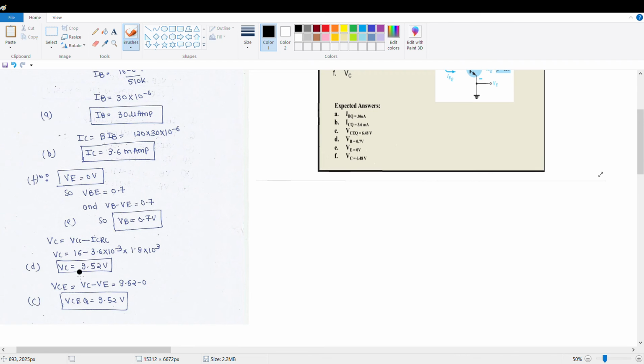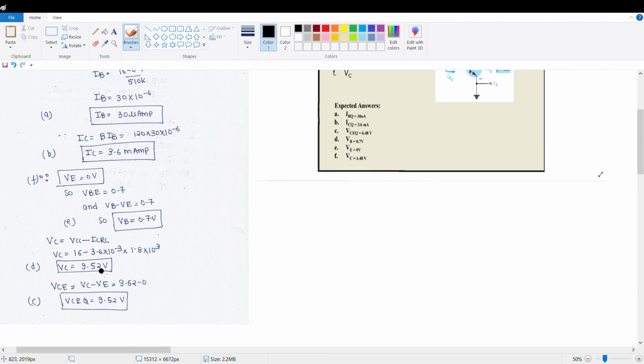The value of our collector voltage is 9.52 volts, and we will see if it is the same as our expected answer. Our expected collector voltage is 0.48 here. So we can see this is not the same, but as our teacher said, one of the answers is not correct. So I guess this is the one which is correct.